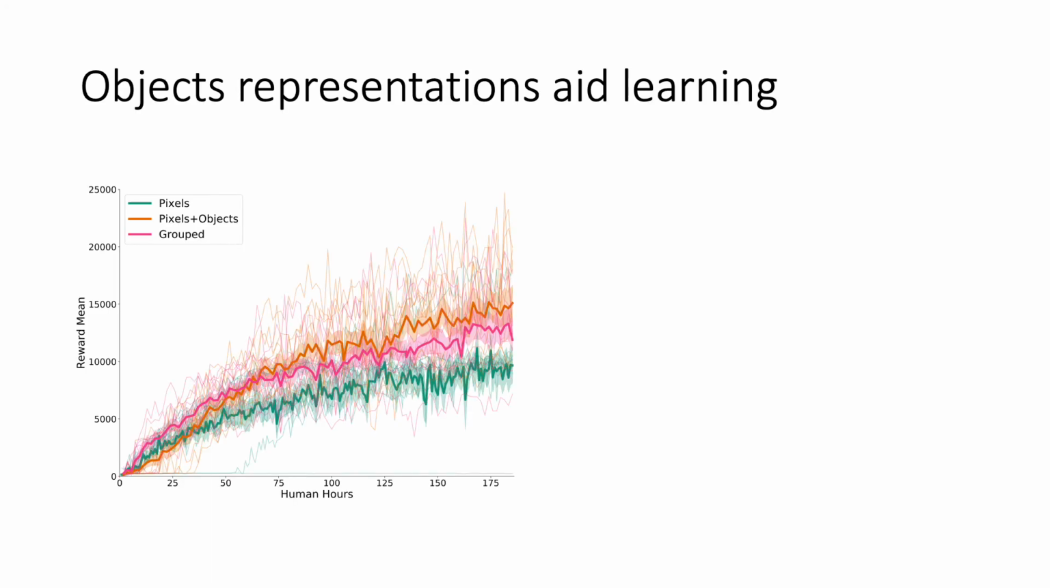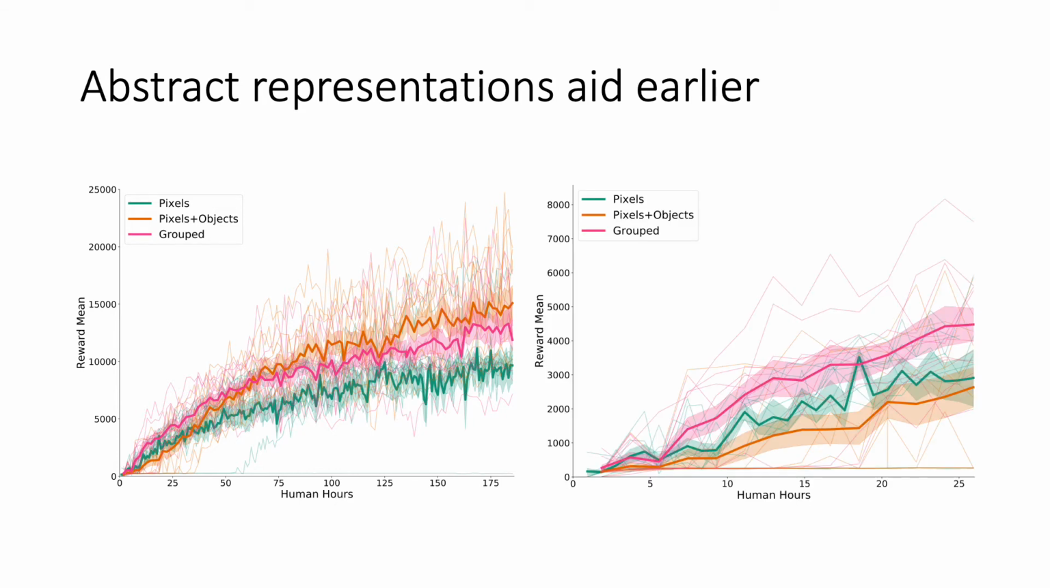Results. So first we find that object representations do in fact aid learning. By about a week's worth of human learning time, we find that the model that receives the separate objects performs the best, afterwards the model that is grouped, and finally the model that sees only the pixels. We also find that earlier on, the more abstract representations of the grouped objects are actually better than both the pixels alone as well as the more complicated semantic representations of separate objects.